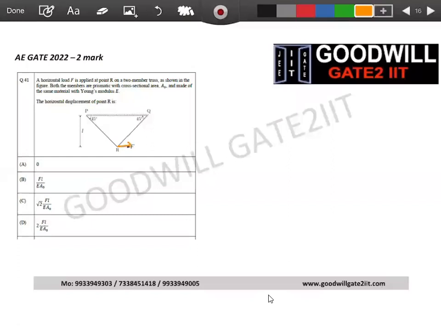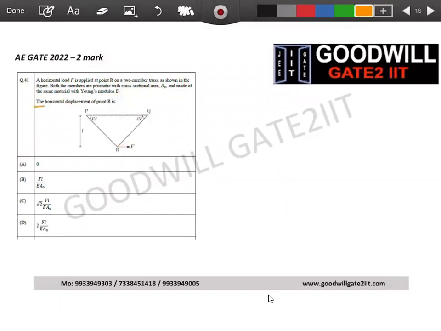So if you see, there is a load F applied at this point on a 2-member truss as shown in the figure. Both the members are prismatic with cross-sectional area A0 and made up of the same material. I will come to this later. The horizontal displacement of point R is... so what they are simply saying is there is a truss member like this. At point R, you are applying a force F.